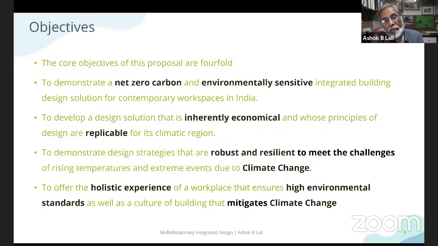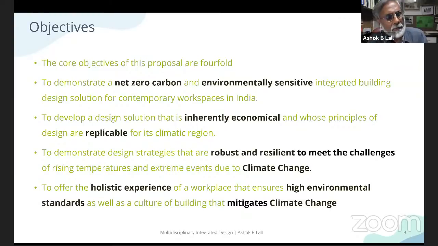And if you're a designer, or designer of anything today in this world, the design has to offer the holistic experience of a workplace or any other kind of place, depending on what kind of project you're picking up, that ensures high environmental standards as well as a culture of building that mitigates climate change. Let me explain a couple of things here.